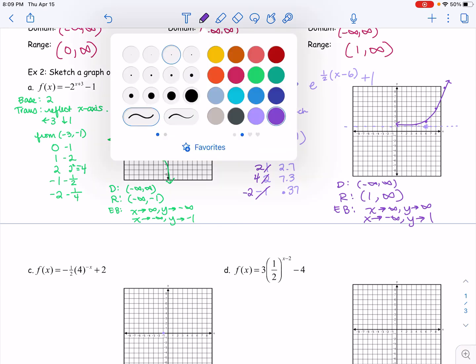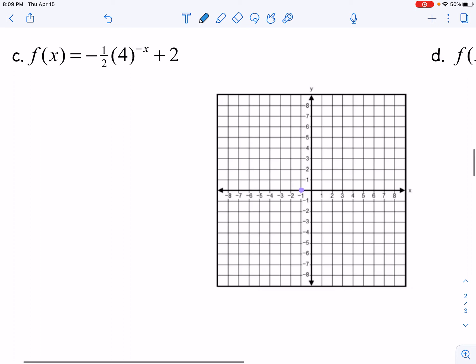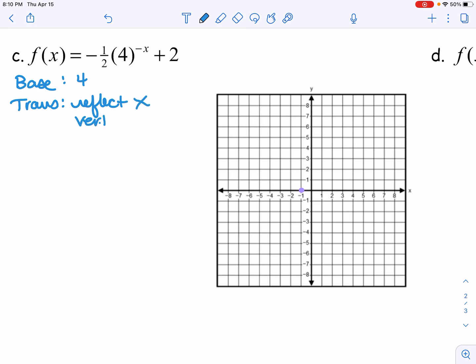Okay, so like we always do, first is identify our base. So here, what is being raised to the exponent is the 4. So we have definitely a lot more transformations in this one, but our base is 4. Our transformations, starting from the beginning, I see a negative. So that means I reflect over the x. Then the next thing I see is the 1/2, which is a vertical compression. The next thing I see is the negative in the exponent, so that's a reflection over the y. And then the last thing I see is the positive 2, so that means I'm going up 2. So the only left, right, up, down I have is a positive 2.